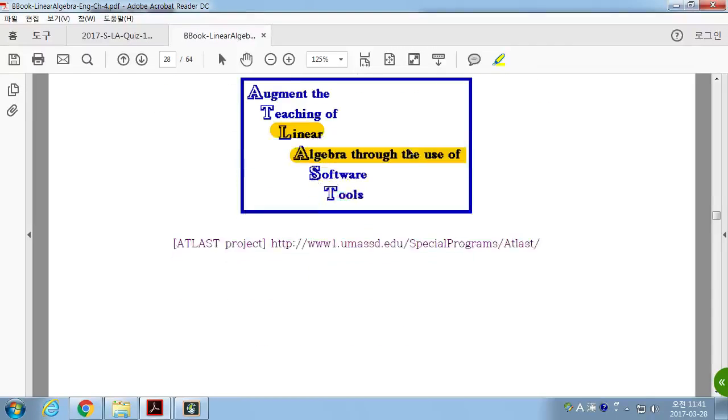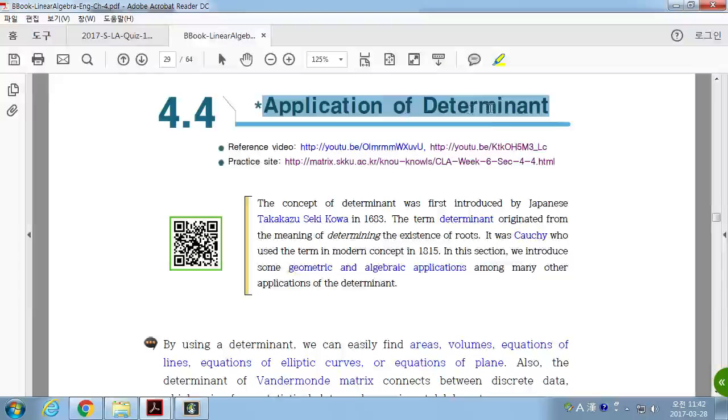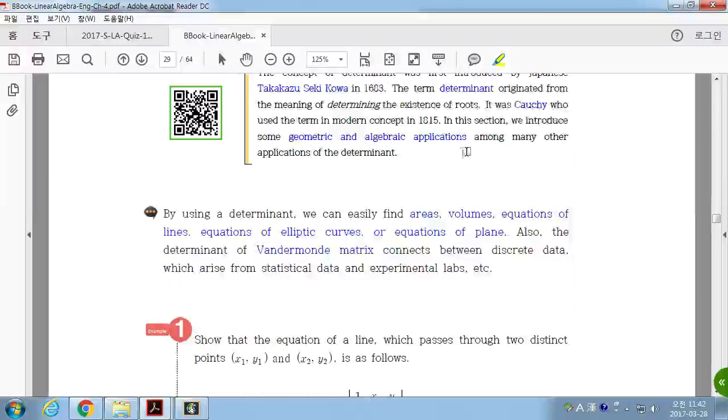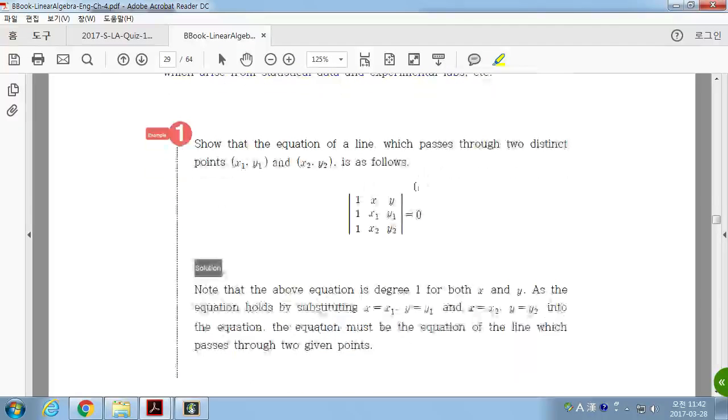Okay. And next, applications of determinants. I will add this section. I will give you YouTube lectures on this. I will record it, so you will see the applications of determinants. Here, since we have 5 more minutes, I will briefly explain more.